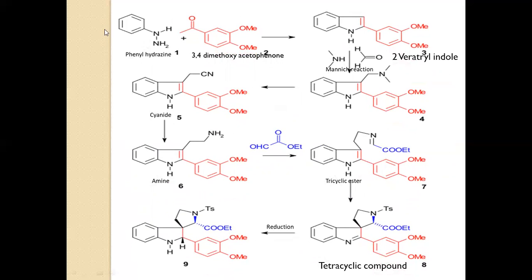Now, we shall discuss the synthesis of strychnine. As I have already mentioned, the quantities of the compound obtained from plant sources are small. That's why when we extract the alkaloids from plant sources, the amount of compound that is obtained is very meager, small scale.